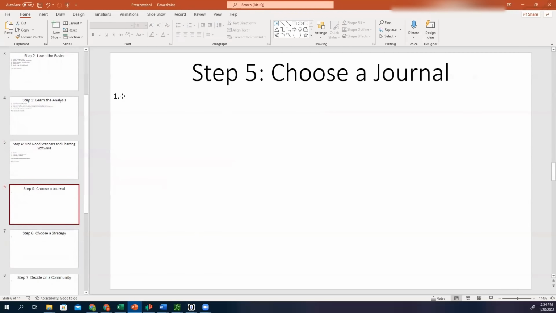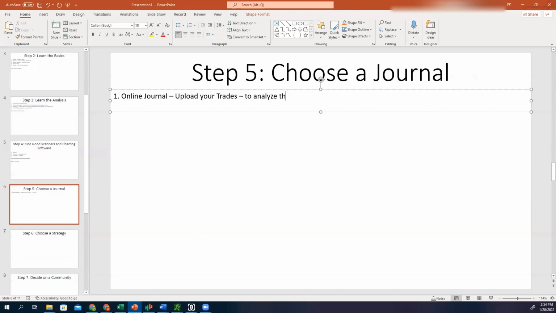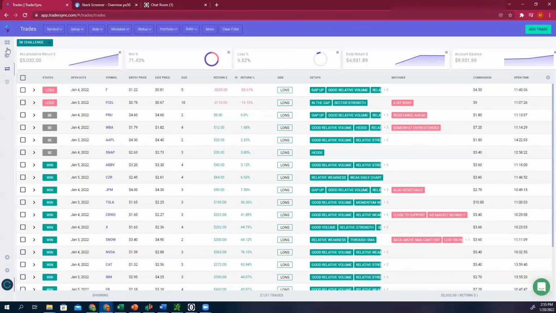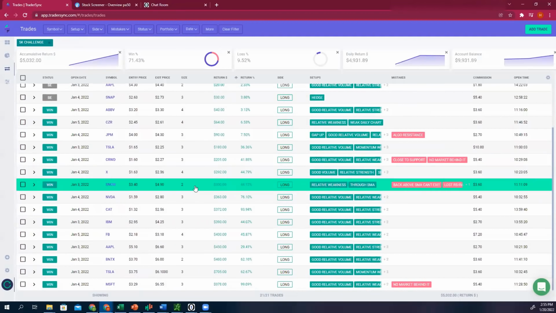Step five, choose a journal. This is an online journal that you're going to upload your trades to analyze them. There are many. There is TraderSync, TraderView. I mean, it goes on and on. I'll show you. I use TraderSync. Right? This is from the 5K challenge here.